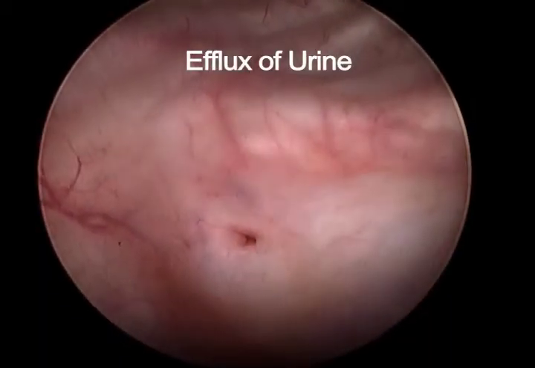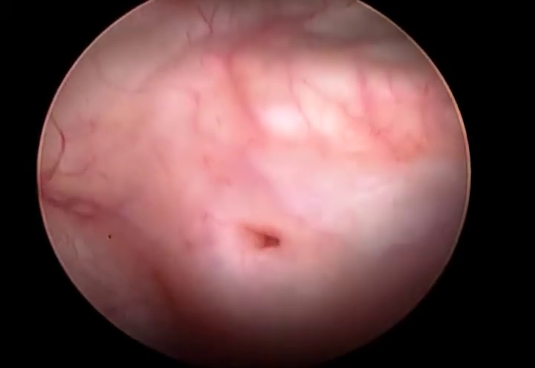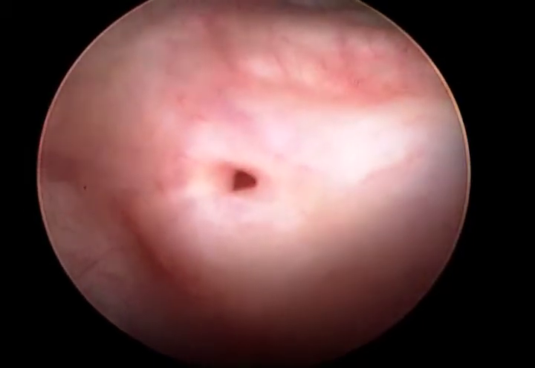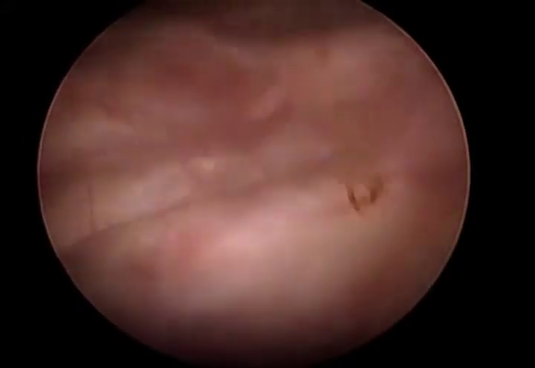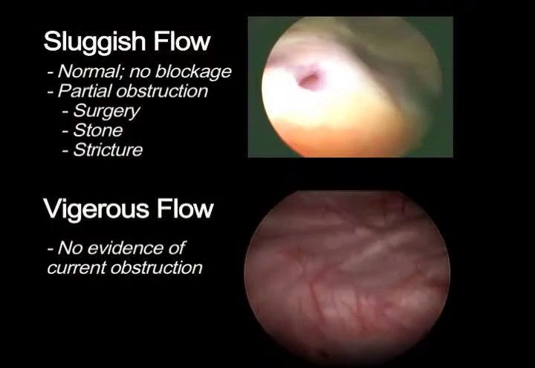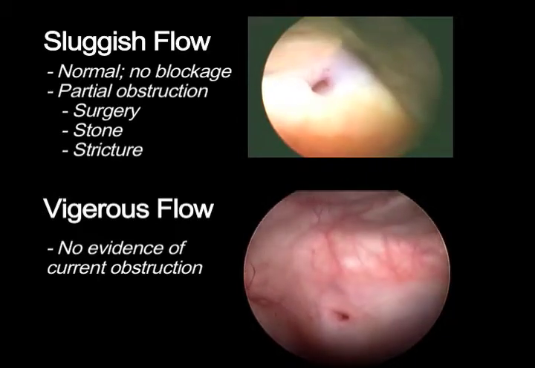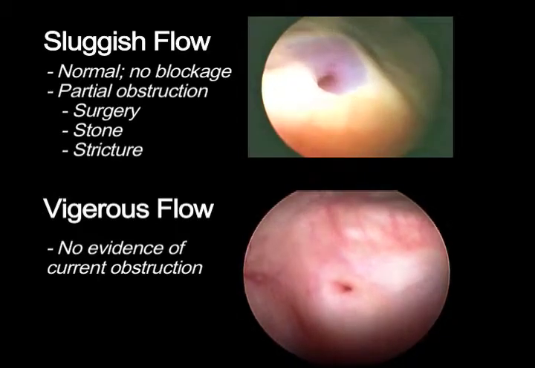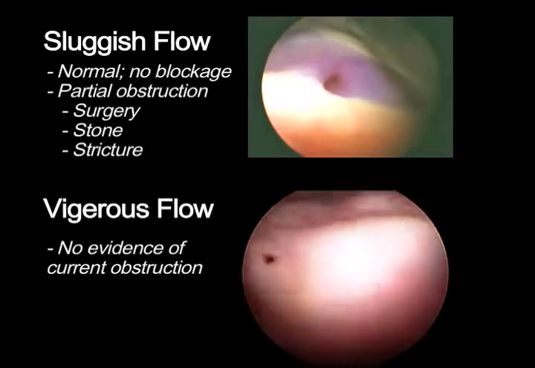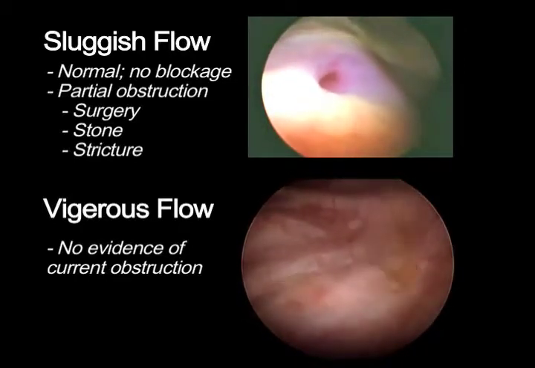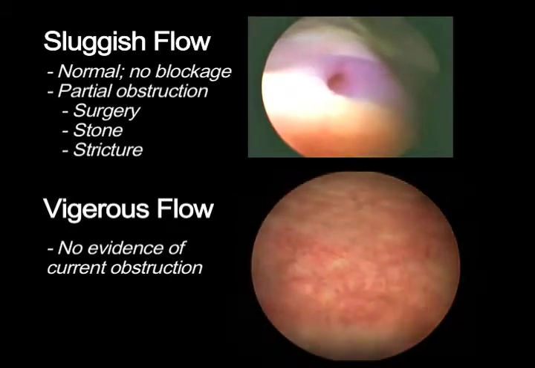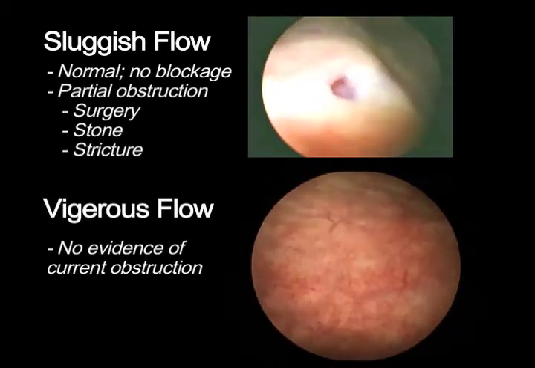Confirmation of ureteral patency can be an important part of cystoscopy. The vigorous efflux of urine from the ureteral orifice can assure the physician that the ureter is patent. The presence of sluggish flow of urine may be normal and not evidence of a blockage, but also could be due to a partial obstruction from the patient's surgery, a kidney stone, or a possible stricture within the ureter.